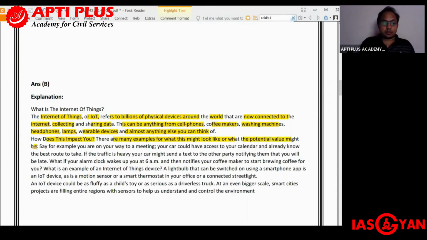Say, for example, you are on your way to a meeting. Your car could have access to your calendar and already know the best route to take. If the traffic is heavy, your car might send a text to the other party notifying them that you will be late. And what if your alarm clock wakes you up at 6 a.m. and then notifies your coffee maker to start brewing coffee for you? This is an example of Internet of Things devices.